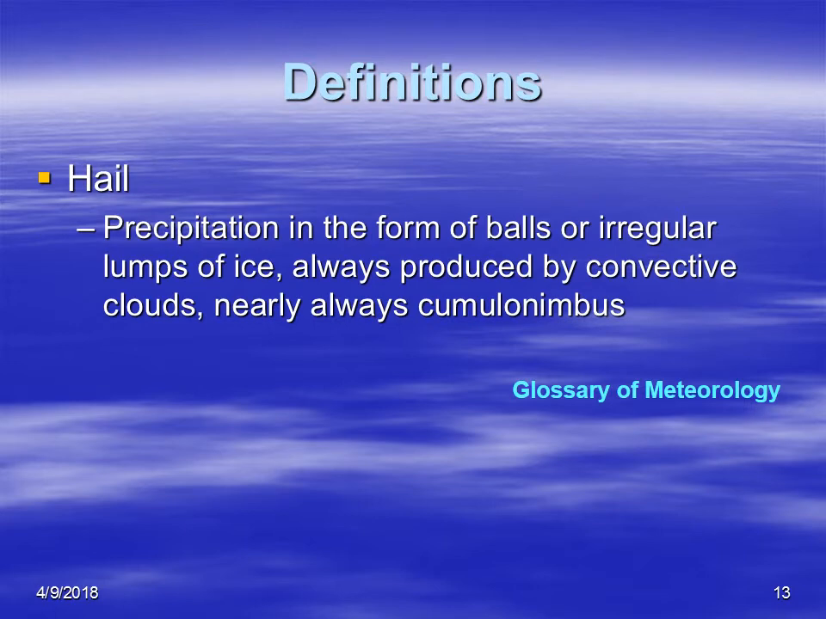What exactly is hail? I guess most of us probably know what hail is. It's balls of ice. They're usually spherical, but as they get larger, they get lumpy. They come from cumulus clouds, cumulonimbus specifically, and they hurt when they hit your head.